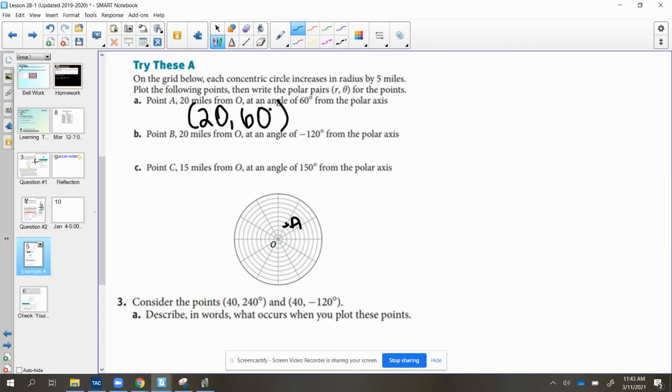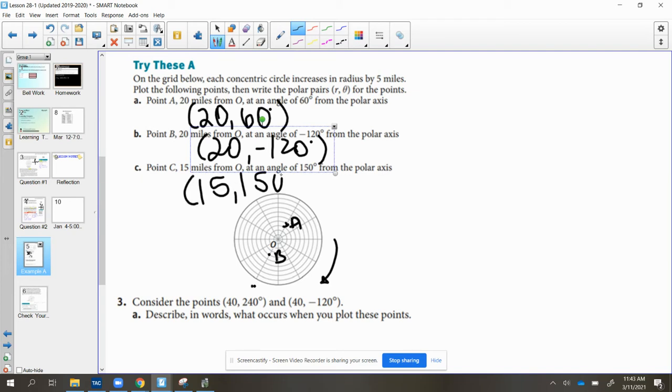And then from there, we also have one that's at 20, comma, negative 120 degrees. That would be going down. Negative 120 would be over here on this axis because we'd be going this way. And then 20 out, it would be B. And then 15, comma, 150, again going back in the positive direction. 150 would be over here, and then 5, 10, 15 would be right about there.